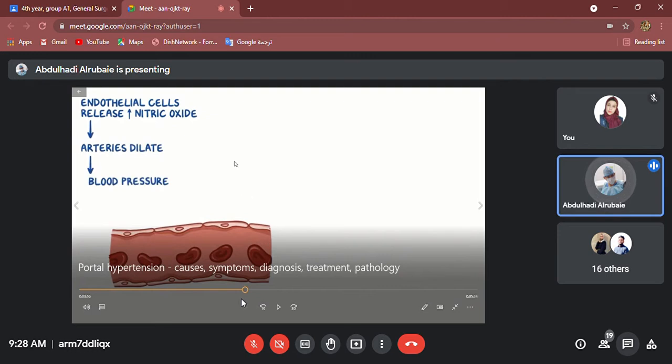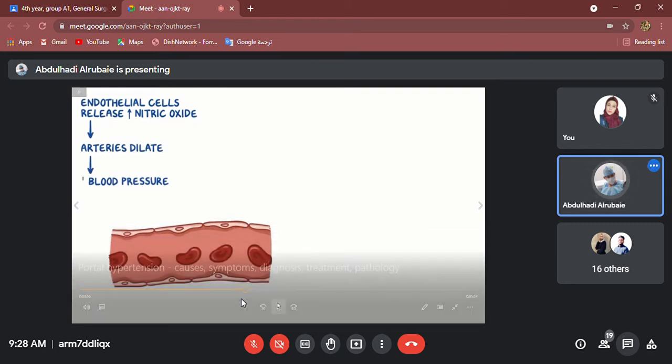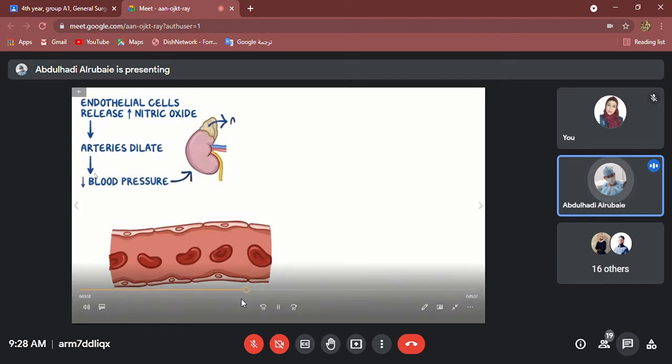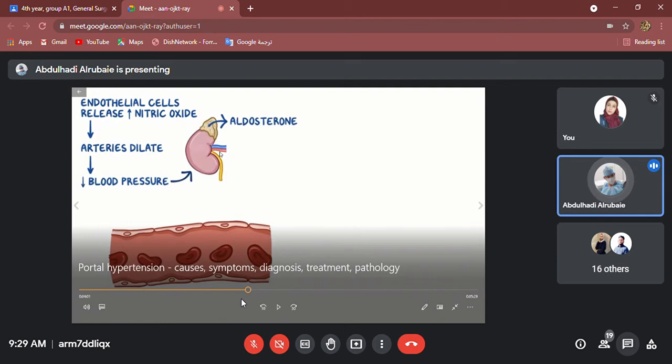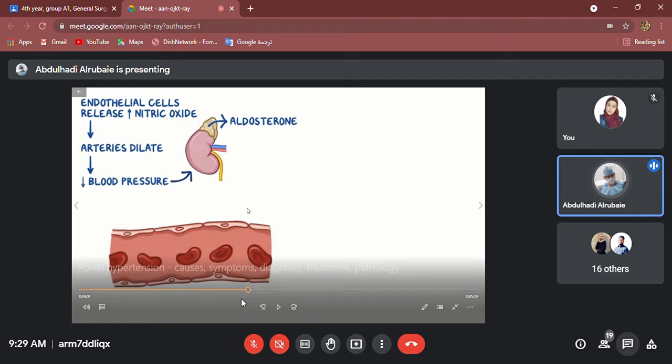And also as a result of portal hypertension, endothelial cells release more nitric oxide, leading to dilatation of the arteries, and the blood pressure will drop, and then طبعا هاي mechanism of ascites in cases of portal hypertension.